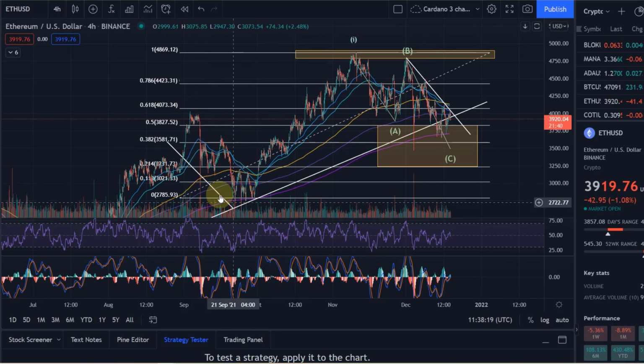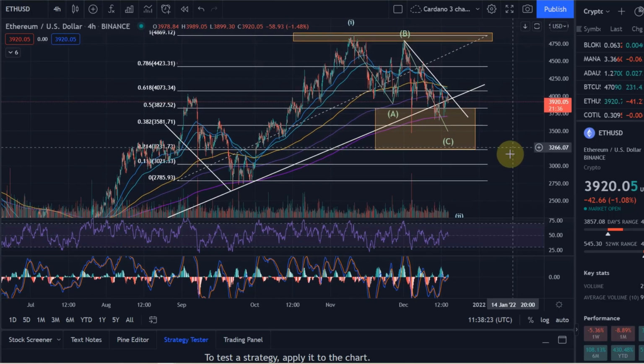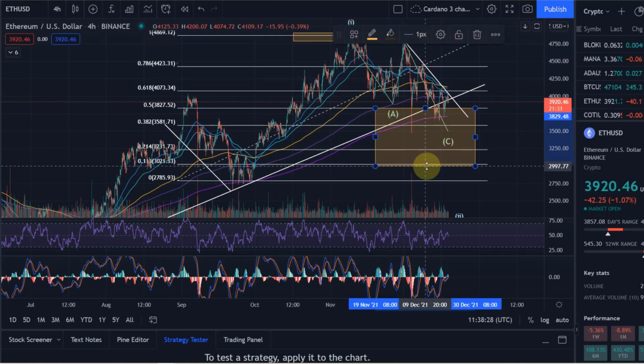After we had an ABC correction back here, you have a 1, 2, 3 to the upside, and a wave 2 can come down quite far. It could even come down as low as this area here, the $3,000 level. This would be as low as I would go with this scenario.